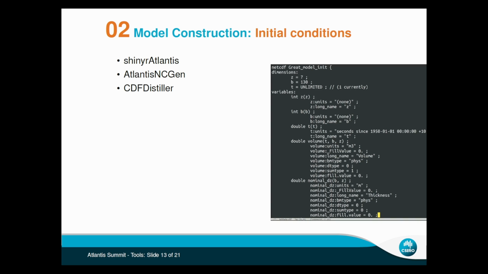And then you have the CDF Distiller, which uses a previous run, a previous output, cuts that output and creates a new initial condition based on it. That is very useful when you have a model where the initial condition or the burn-in period is very long and you don't want to run that part of the model every time you run Atlantis. So what you can do is run the model, reach equilibrium, cut the model there, and create the new netCDF file from that new equilibrium.